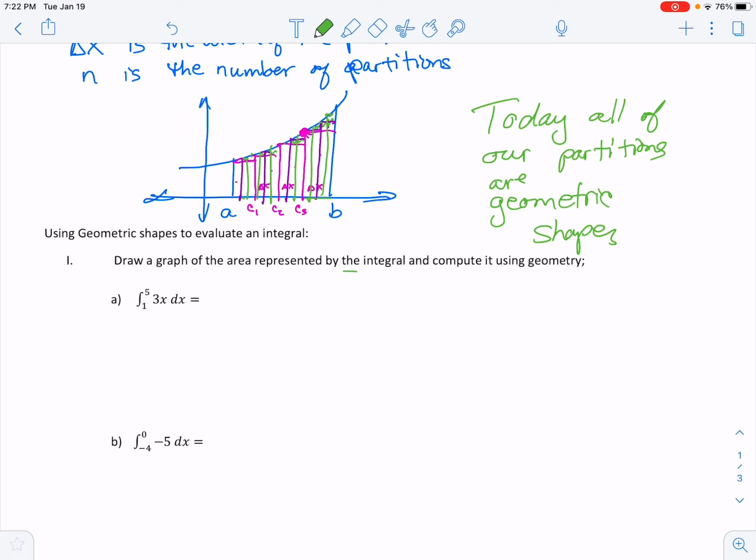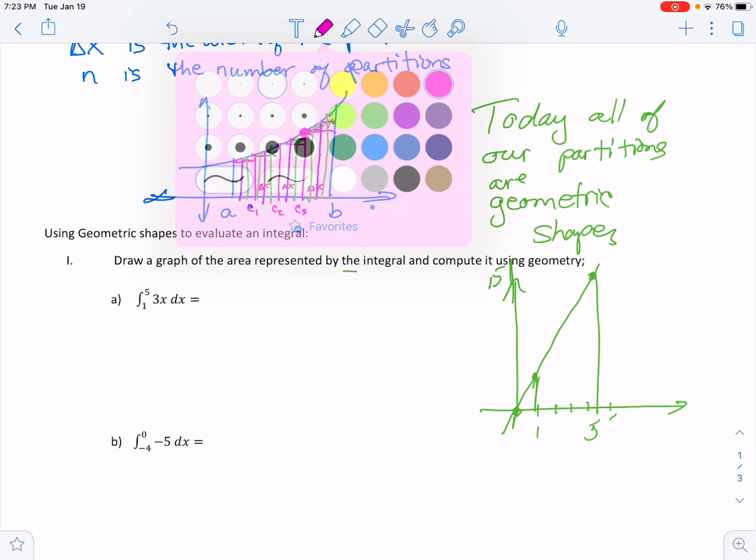So what's my graph look like? Well, 3x is a line with a slope of 3. If I put in 0, I'm here, right? You put in 1, I'm at 3. 2, 3, 4, 5. Here's 5. 5 times 3 is 15. So my line's going like this. Oh, that was a pretty bad graph. So there's 5. Thank goodness for markers. All right, my goal here is to find this area.